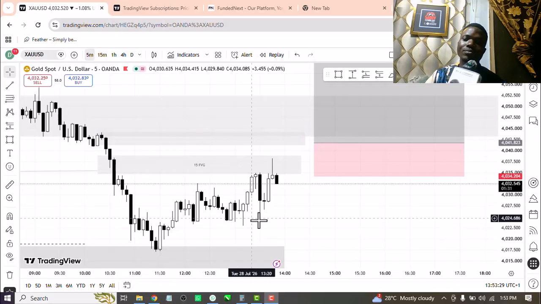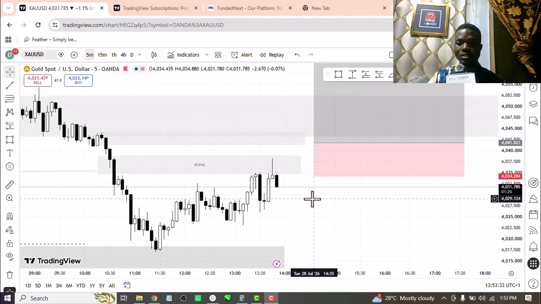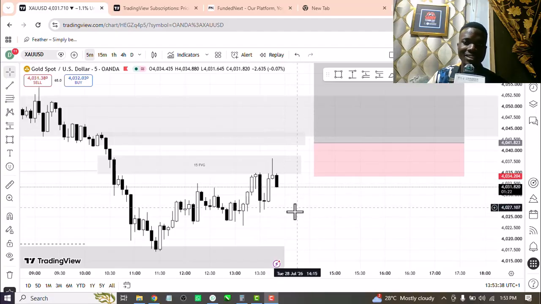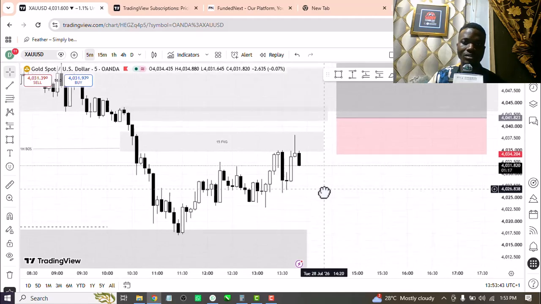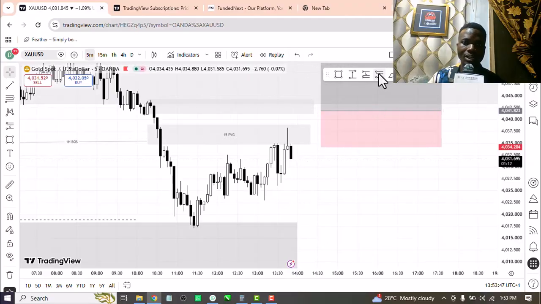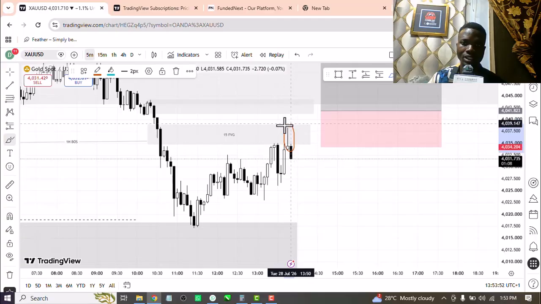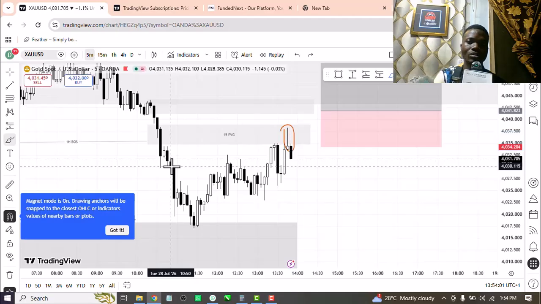So we have about 7 minutes for the New York and London overlap session to start. Currently I'm seeing a signal that price is going to sell. You can see this candle that just formed right here, this liquidity candle, is a liquidated candle, because buyers were pushing price to the upside and they just pushed the price to the downside.